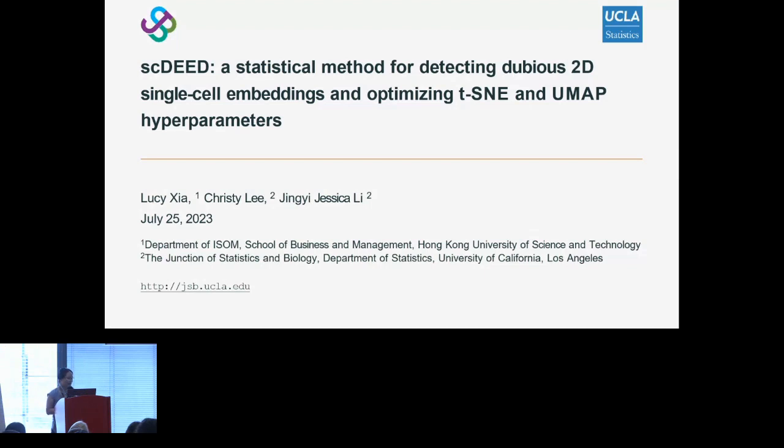Hello, today I will be introducing scDEED, a method for detecting dubious 2D single-cell embeddings.